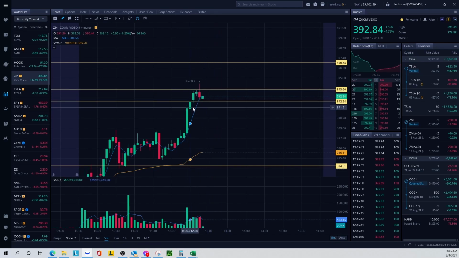And so all of this, we sort of call this consolidation. So this is kind of indecision. You've got buyers and sellers in this zone, sort of keeping the stock in this range. So we just continue to watch it and see what it does before we decide to buy or sell. In my case, sell any call credit spreads.